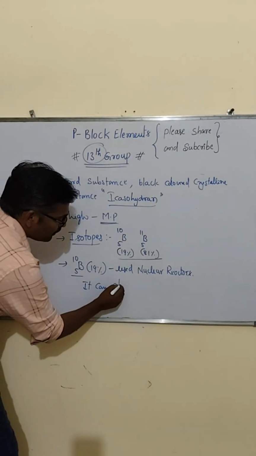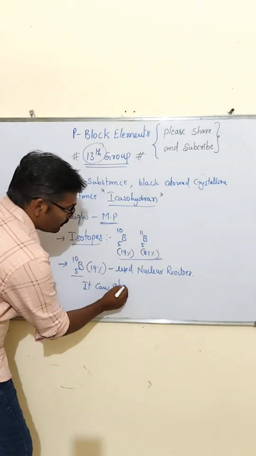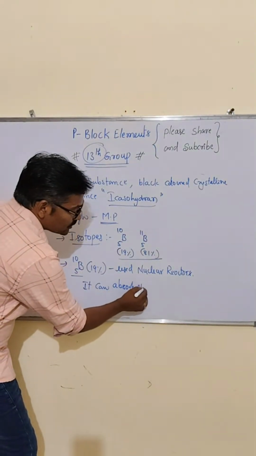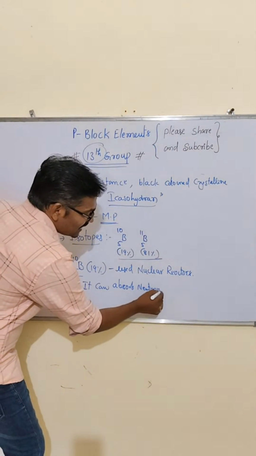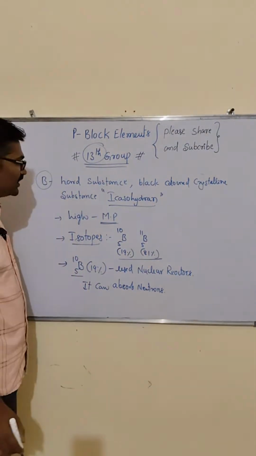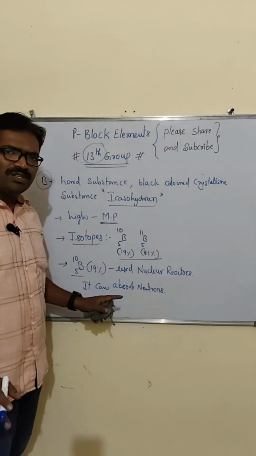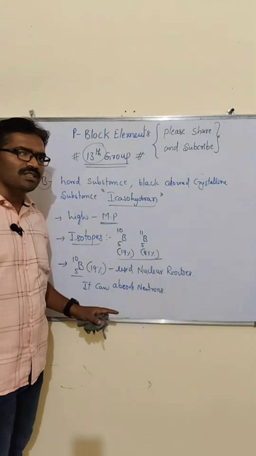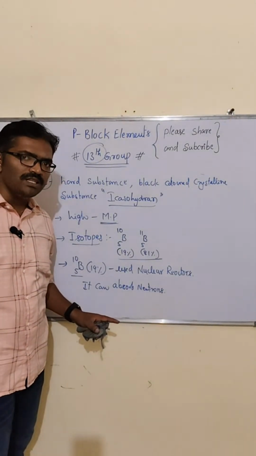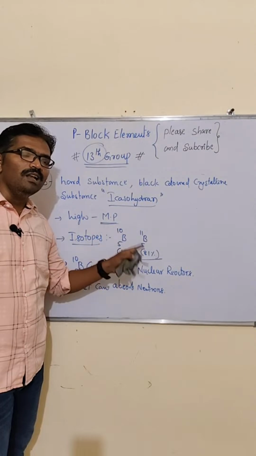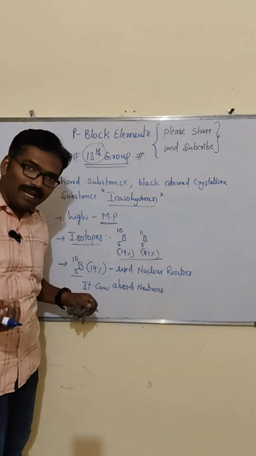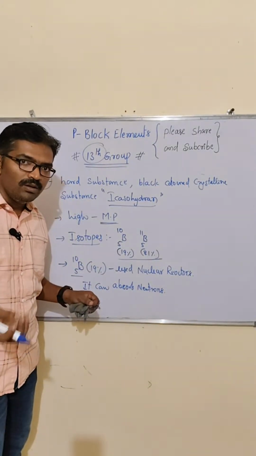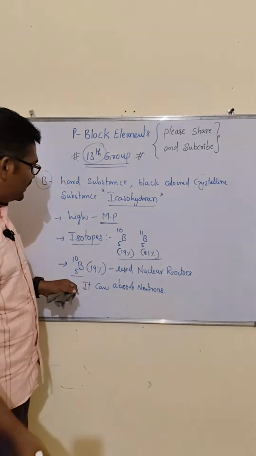It has the ability to absorb neutrons. So this is about boron. Remember, it is a very hard substance. It's a black colored crystalline substance. Icosahedron structure is present. Boron isotopes 10 and 11 are present. Then a high melting point is present for boron due to its strong solid structure.